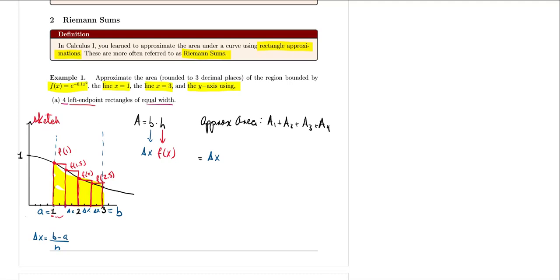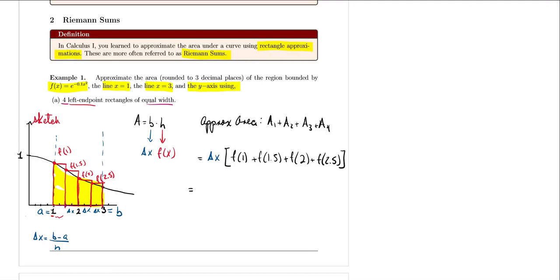times f of x1. Since every term here for the area has a delta x, I'll just factor it out. And again, this is just a review of Riemann sums. So we're just going to have f of x1 plus f of x2. Well, might as well do this in one go. It was going to be the first height, I'm sorry, f of 1 plus f of 1.5 plus f of 2 plus f of 2.5. And there we go.